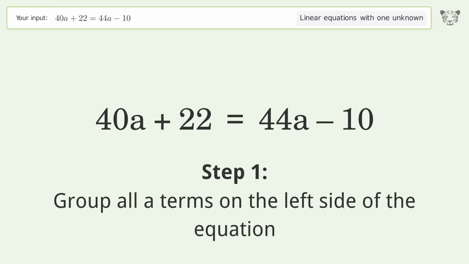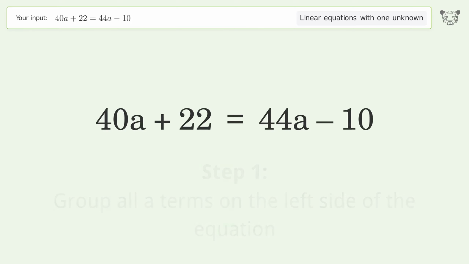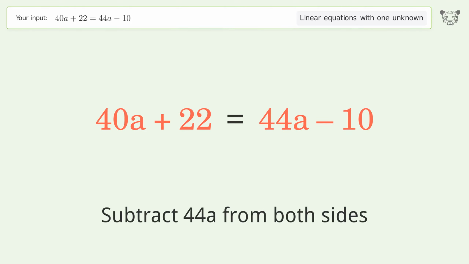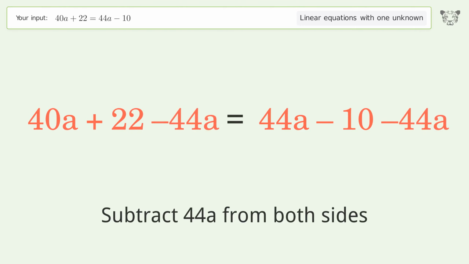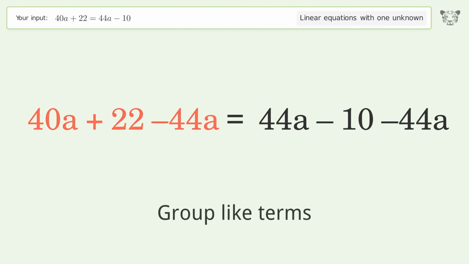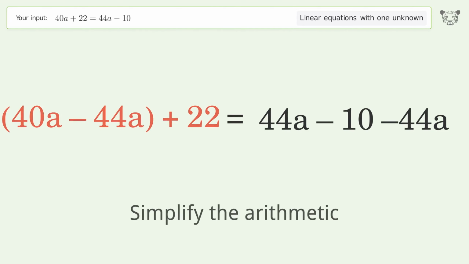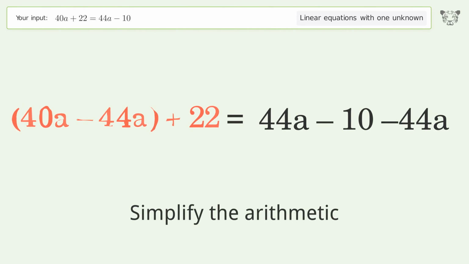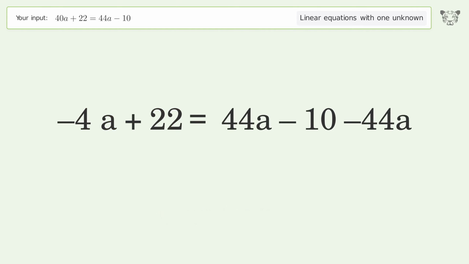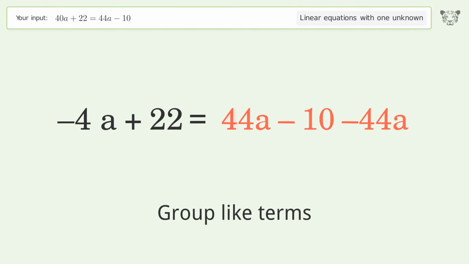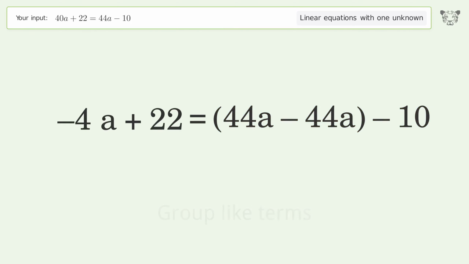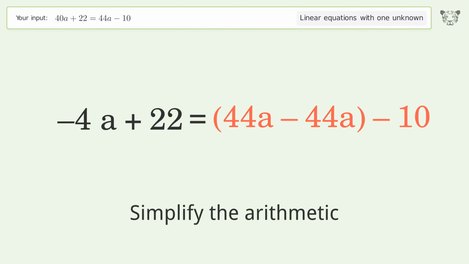Group all a terms on the left side of the equation. Subtract 44a from both sides. Group like terms. Simplify the arithmetic. Group like terms. Simplify the arithmetic.